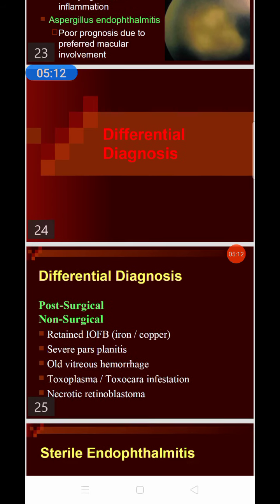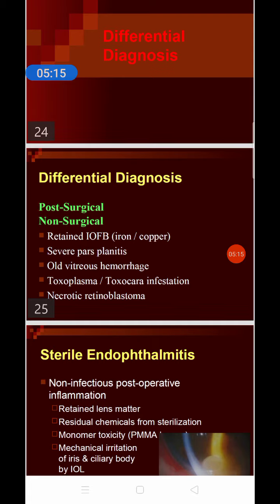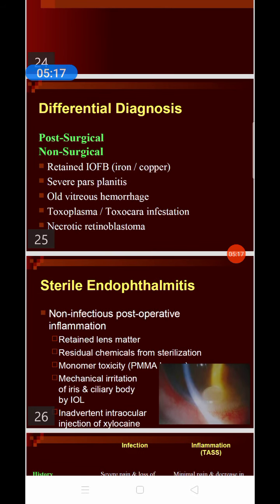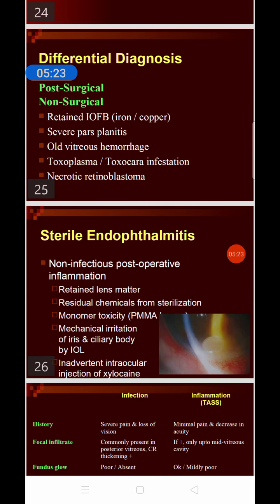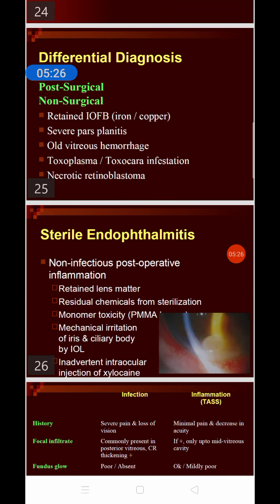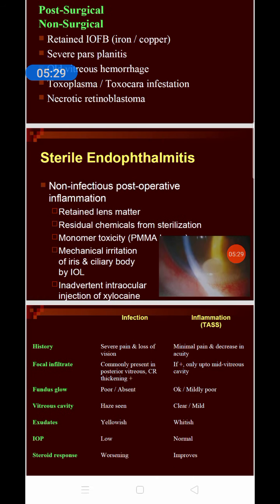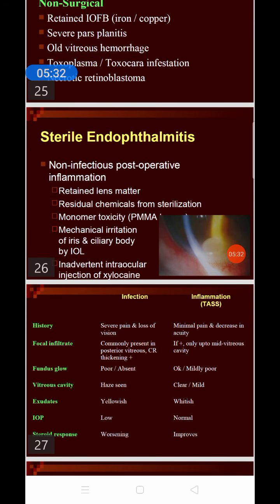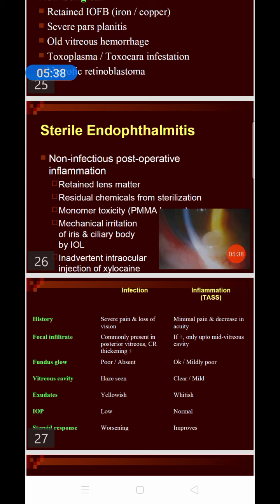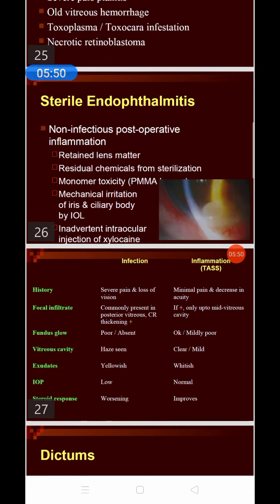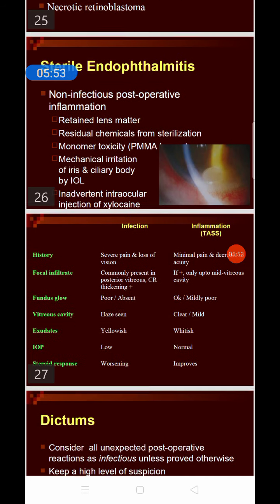What are the differential diagnoses, post-surgical and non-surgical? It could be retained intraocular foreign body, iron or copper, severe pars planitis, old vitreous hemorrhage, toxoplasma or toxocara infection, or nocardia, retinoblastoma. What is sterile endophthalmitis? Non-infectious postoperative inflammation. It could be secondary to retained lens matter, or residual chemicals from sterilization, or monomer toxicity secondary to PMMA, or mechanical irritation of the iris or ciliary body by the IOL, or inadvertent extraocular injection of cyclone.